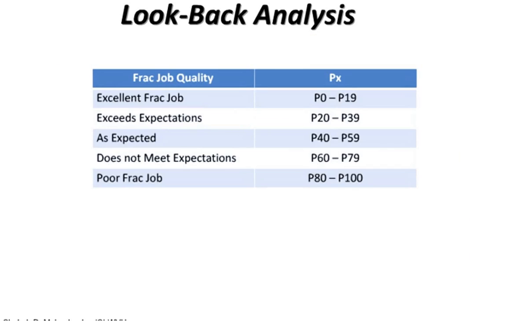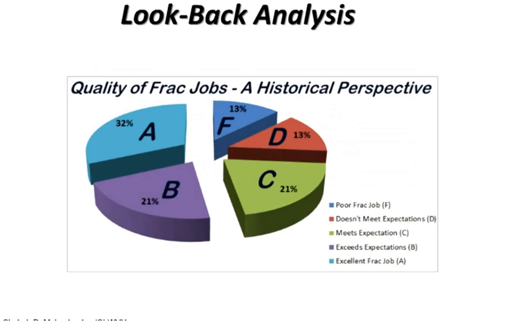And when you do that, what I would like to do is classify my current practices: if a given well falls between P0 and P19, I call it an excellent frac job; between 20 and 39, exceeding our expectation; between 40 and 60, as expected; and anything below that does not meet expectation, or it's a poor frac job.